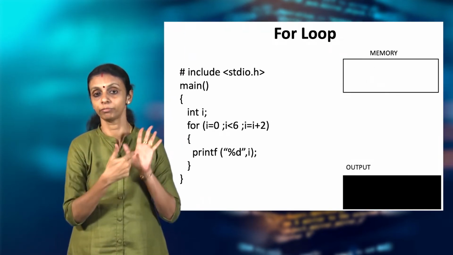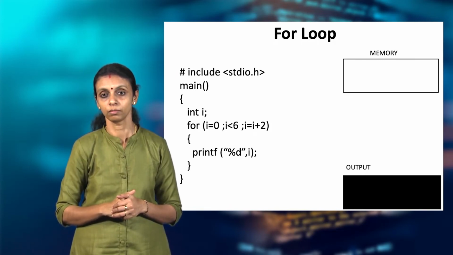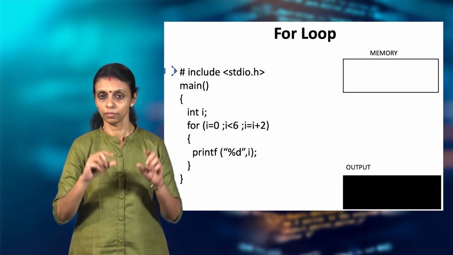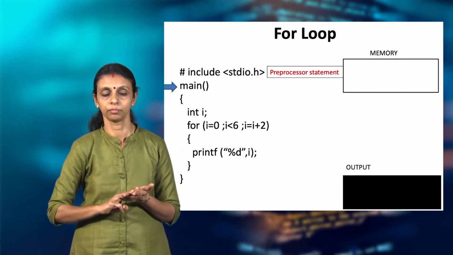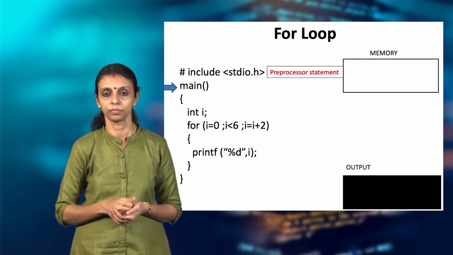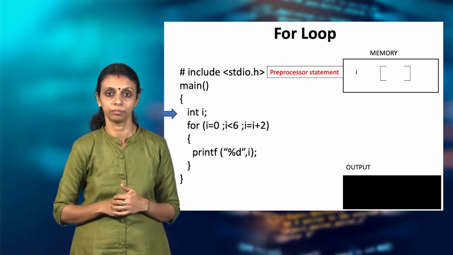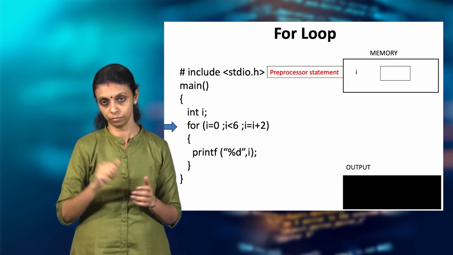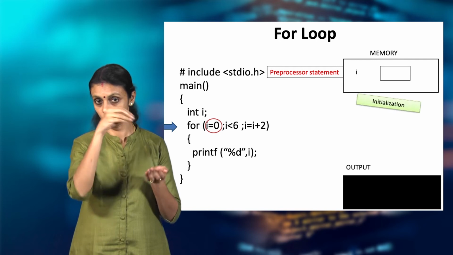Consider this program. Let us see what the output is. Preprocessor statement. Program starts here. I is a variable of integer type. Now, for loop. I is initialized with 0.